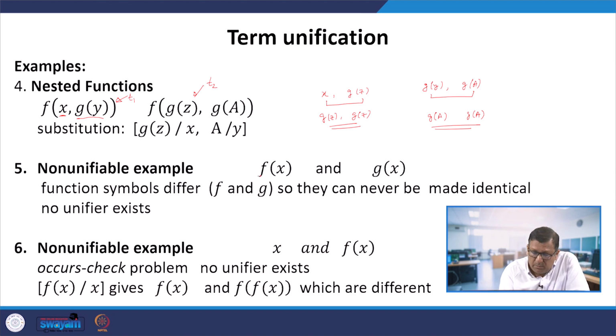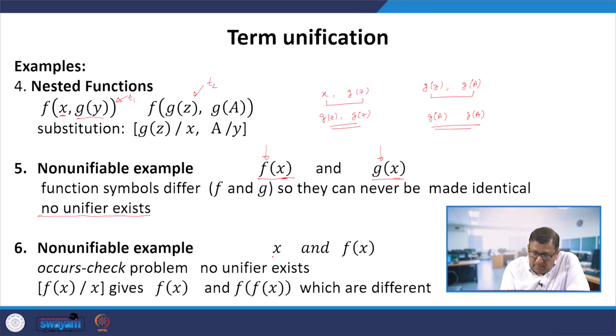Now you have terms like fx and gx. One argument, but here head is f and head is g. So they can never be made identical. So hence we say that there is no unifier for these two terms fx and gx.